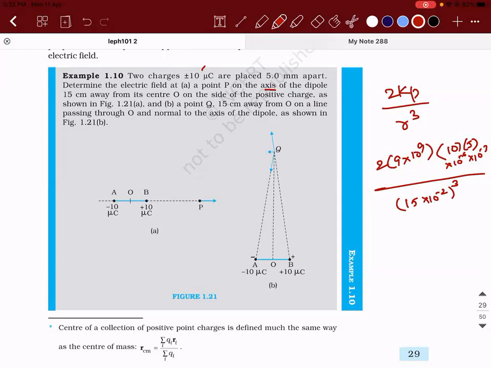It is not 10 mm, it is 5 mm. But they mentioned it, no, so we need not worry about it. They themselves will call it a dipole. In the previous problem, they didn't use the word dipole.